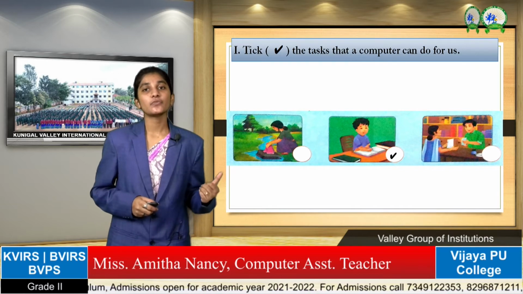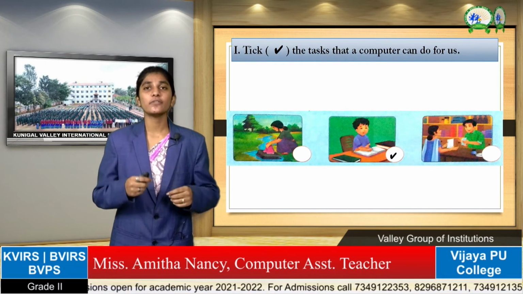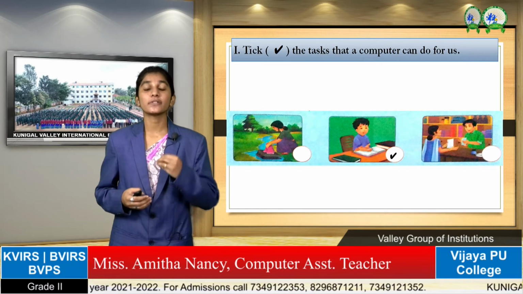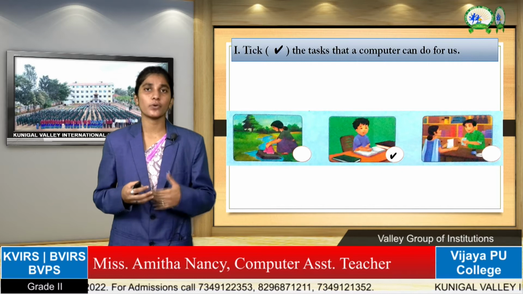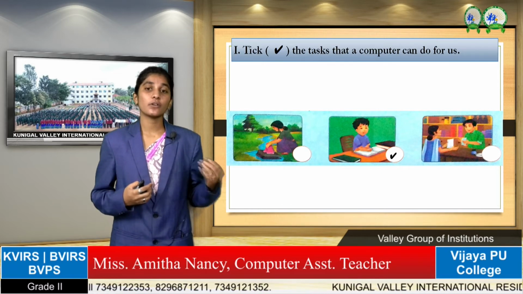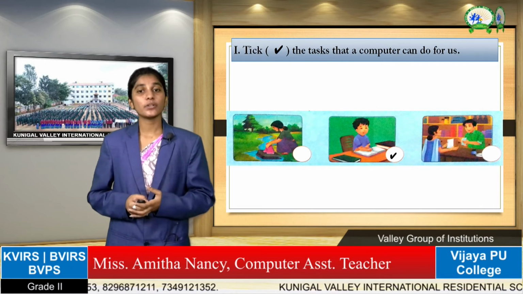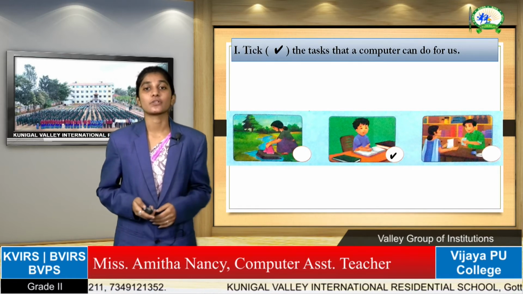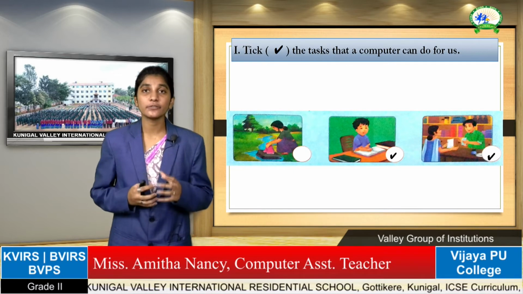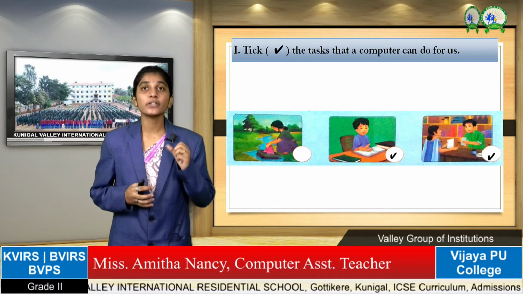And in the third image we have sending letters. Even though we can't send letters on paper through the computer, we can send messages or mails to our friends or whomever we want to send mails to. We can send all those things by using the computer, right? So that is also a right answer, and I will mark it with a right mark. Like this, you have to identify the images of what the computer can do for us.